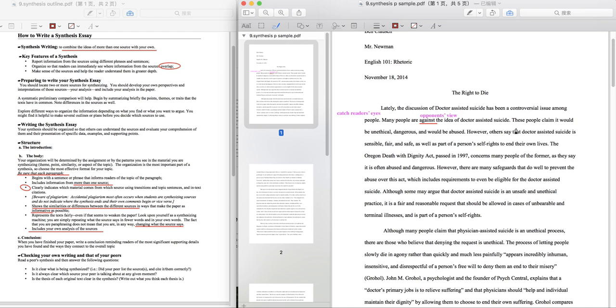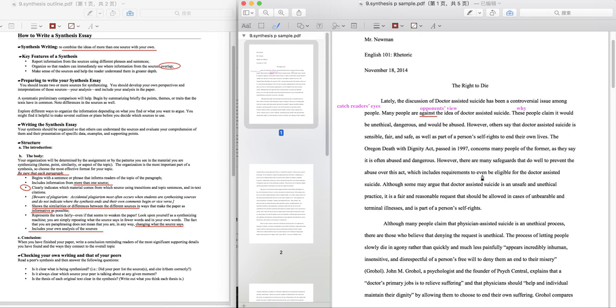And why? Because these people claim it would be unethical, dangerous, and would be abused. This explains why these opponents are against it. Correct? However, this is a great keyword. Others say that doctor-assisted suicide is sensible, fair, and safe, as well as part of a person's self-rights to end their own lives.